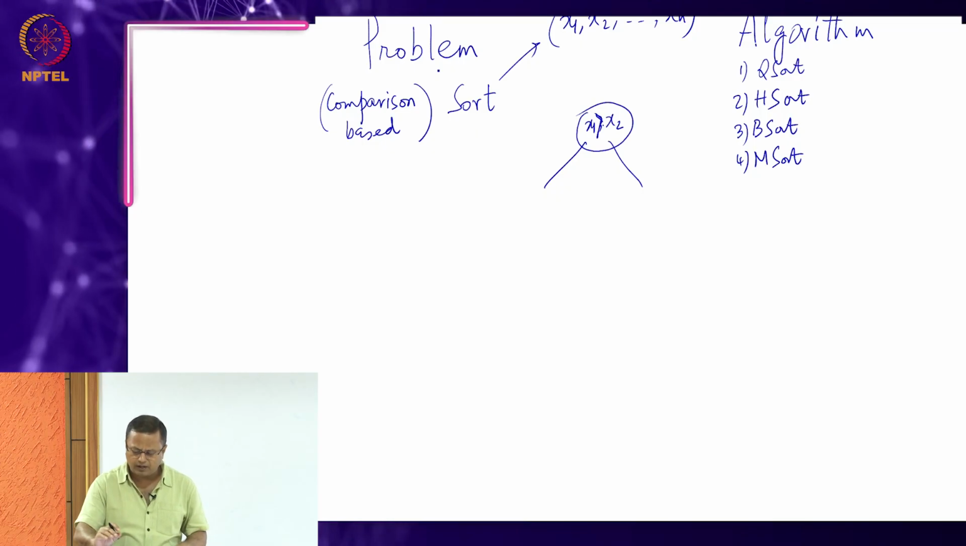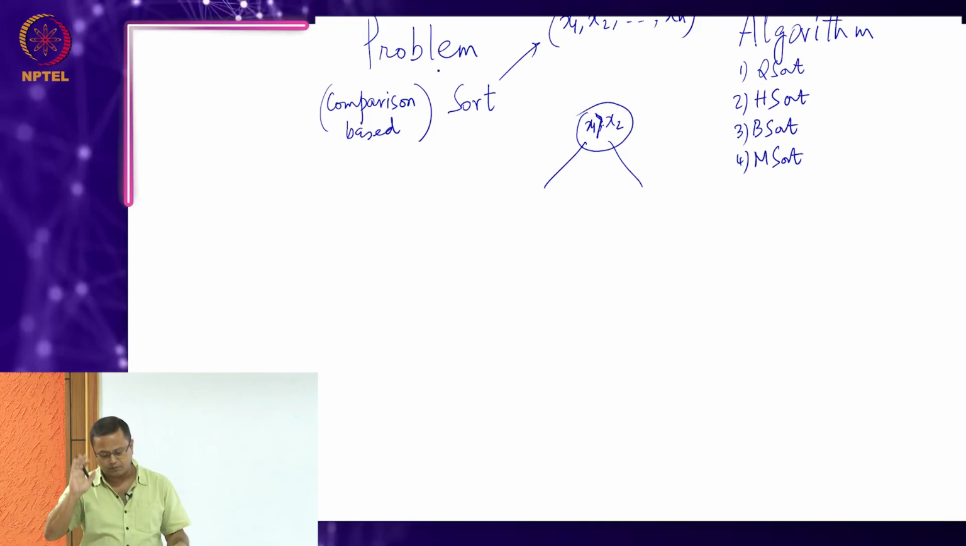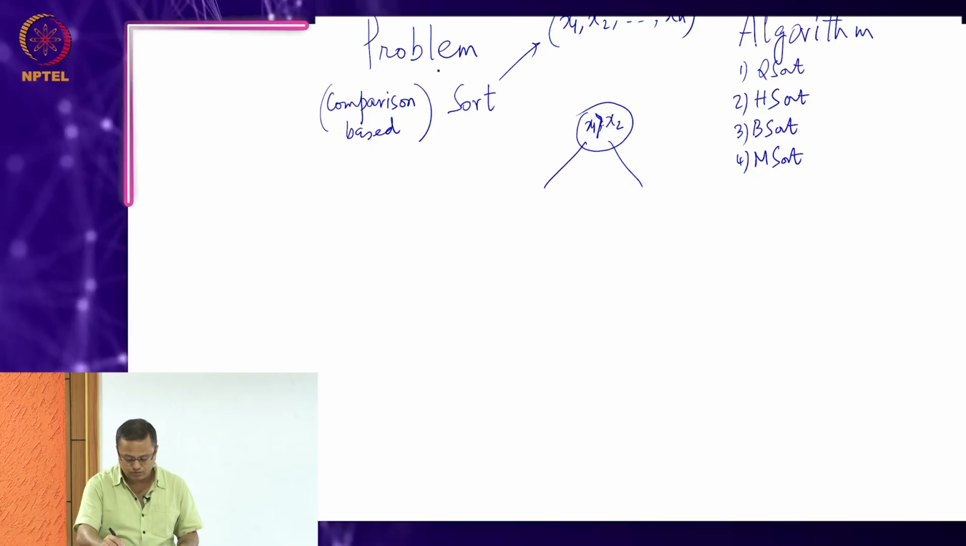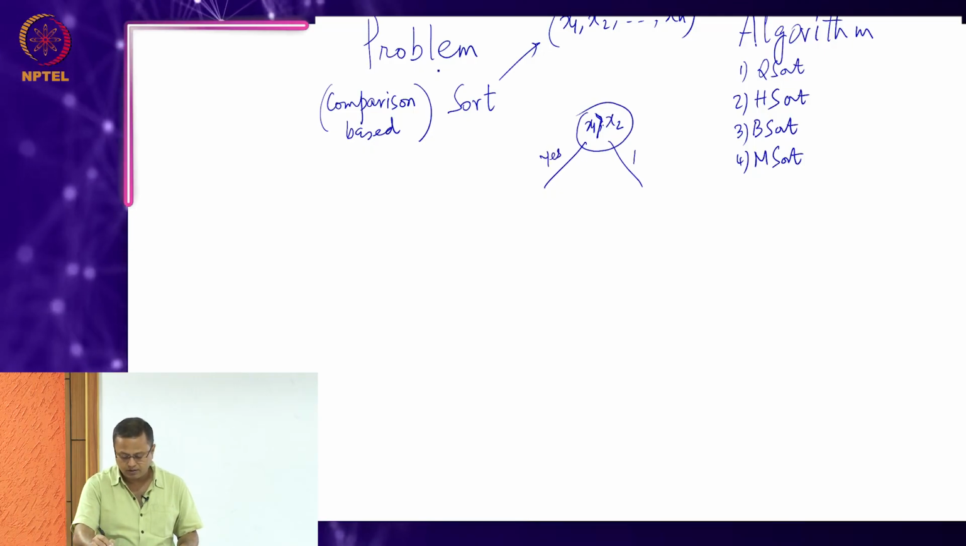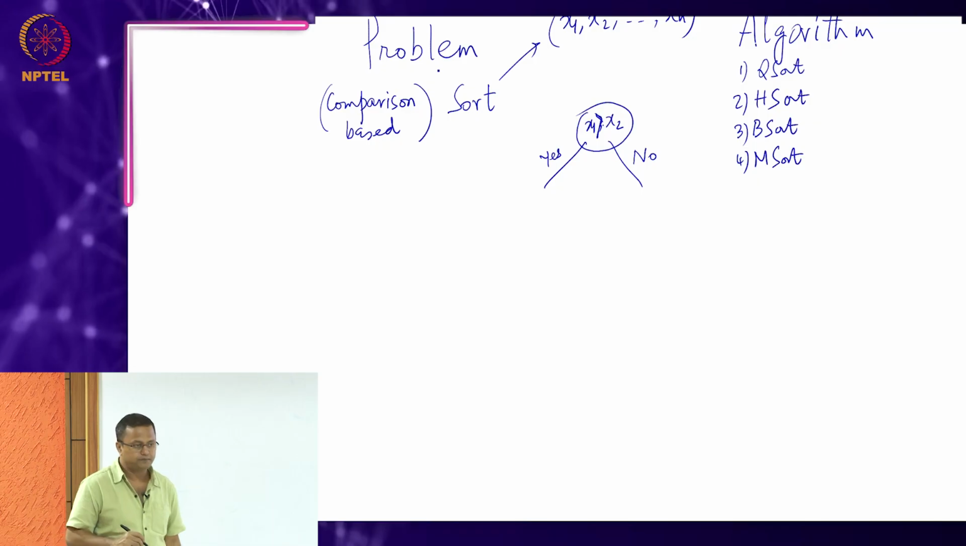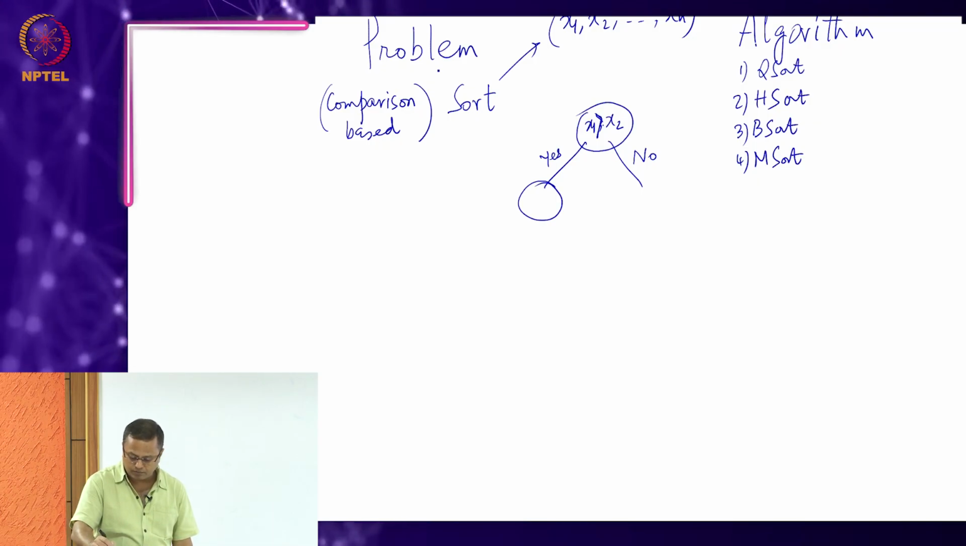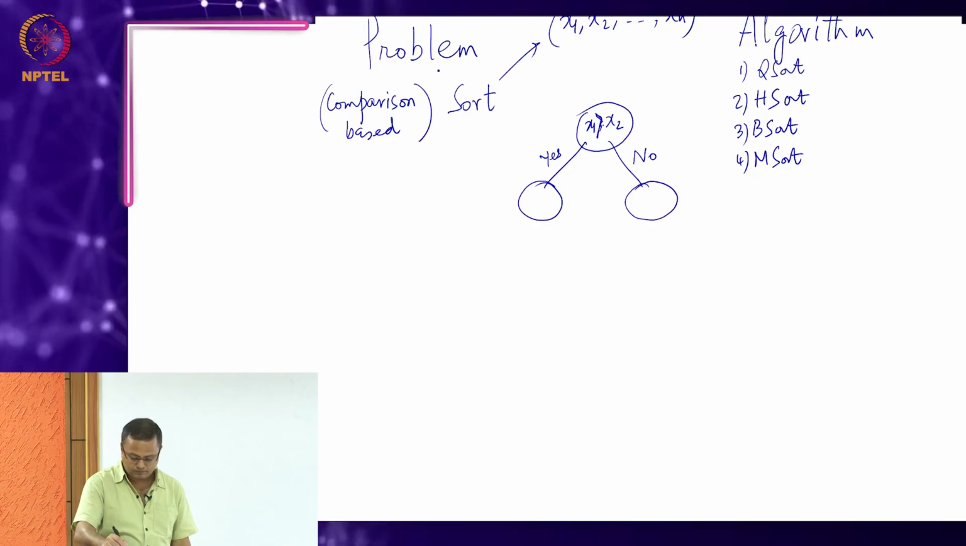To make our life simpler, let us think of these numbers to be distinct. So, I first check whether x1 is greater than x2. If yes, I do something, if no, I do something else. Again at a later stage I compare two numbers, and I keep doing this.